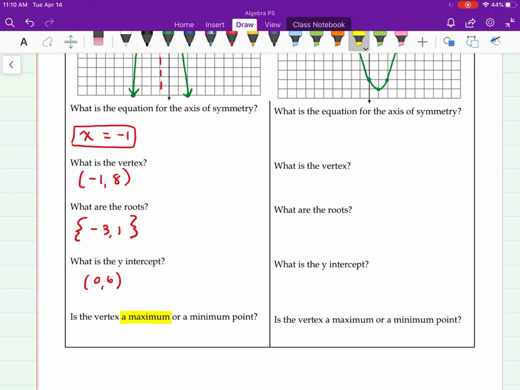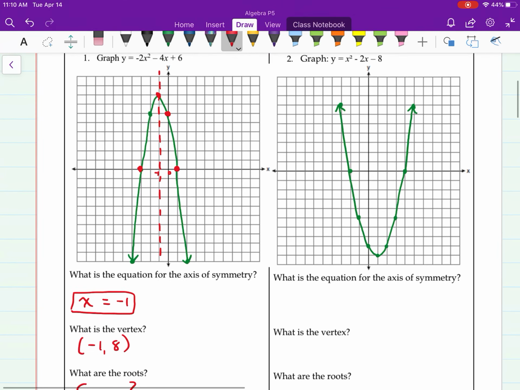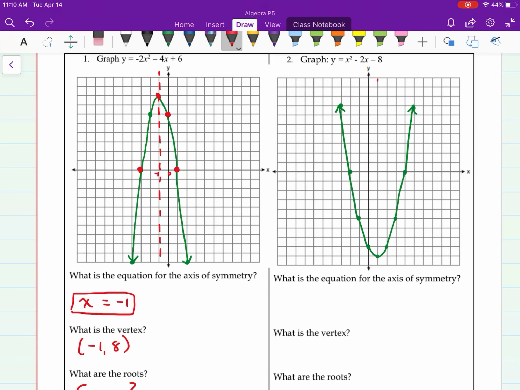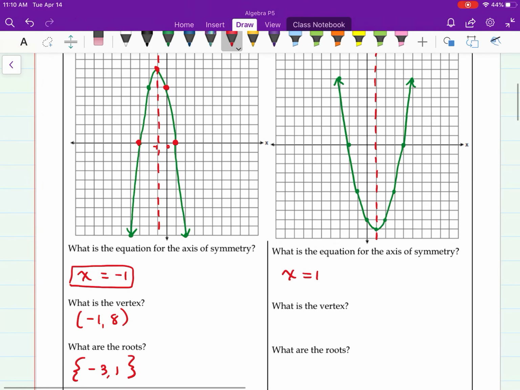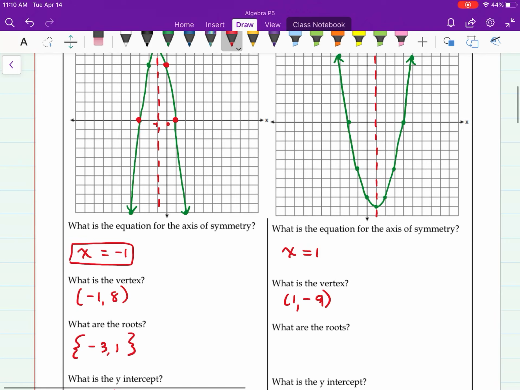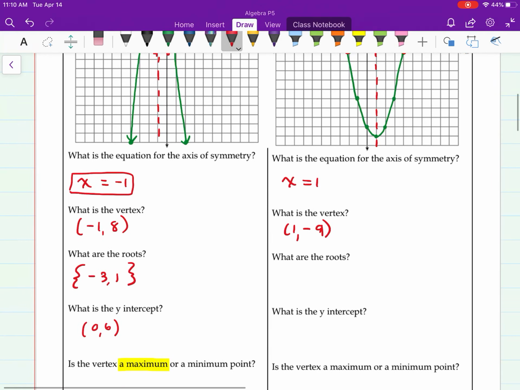Now for number 2, we'll start over again. What's the axis of symmetry for this one? Well, the middle of this graph is actually over here. So this would be the equation x equals 1. And the vertex is down there at 1, -9. The roots are where it crosses the x-axis, and I'm looking right over here and right over there. So that would be -2 and +4.